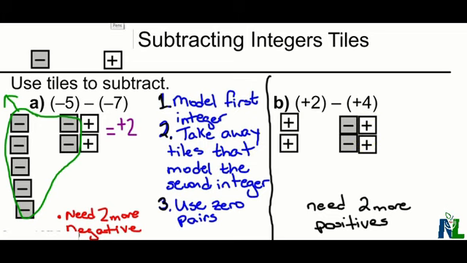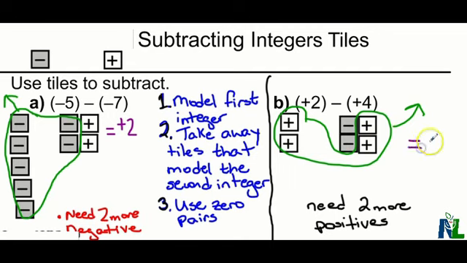So I can circle these positive tiles. So I'm going to circle them, like this, and that's what I'm going to take away. Then you can say to yourself, what's left over? That will be my answer. And what's left over are these 2 tiles here and these are negative tiles. So my answer would be -2.